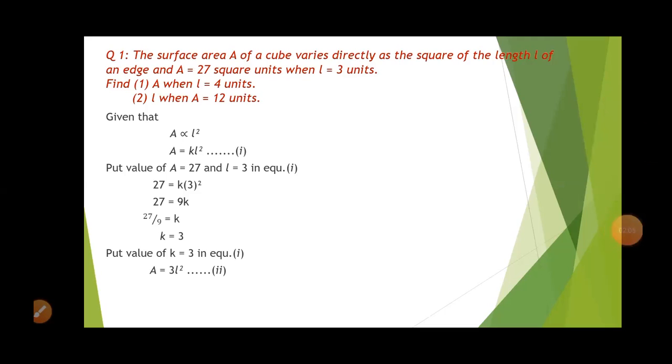Now put the value of K in equation 1 to form equation 2. A is equal to 3L square. This equation will be named as equation 2. According to first part of question, we have to find A when L is equal to 4 units.